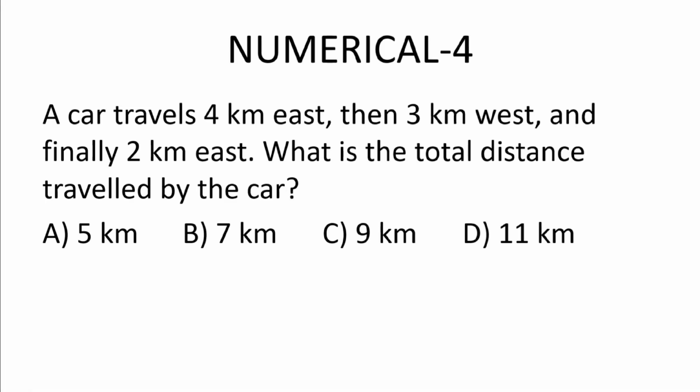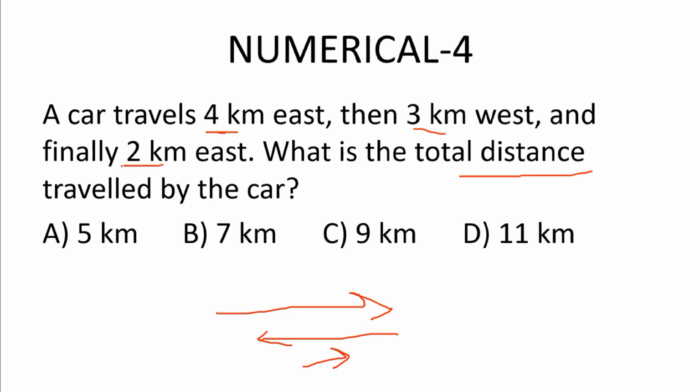Let us take some numerical. A car travels 4 kilometer east, then 3 kilometer west, and finally 2 kilometer east. Then the total distance traveled by the car is? Total distance is the actual path traveled by the car. So it first travels 4 kilometer, then 3 kilometer, then 2 kilometer. So 4 plus 3 is 7 and plus 2 is 9. So the answer is 9 kilometer.